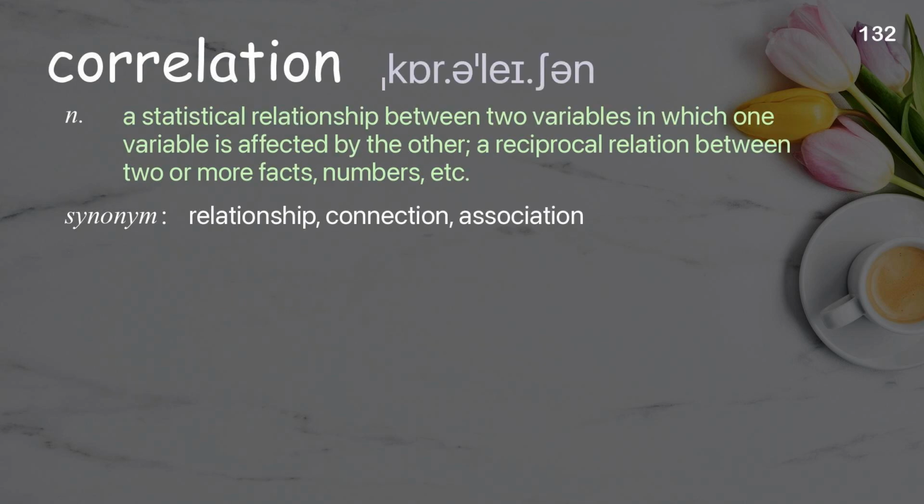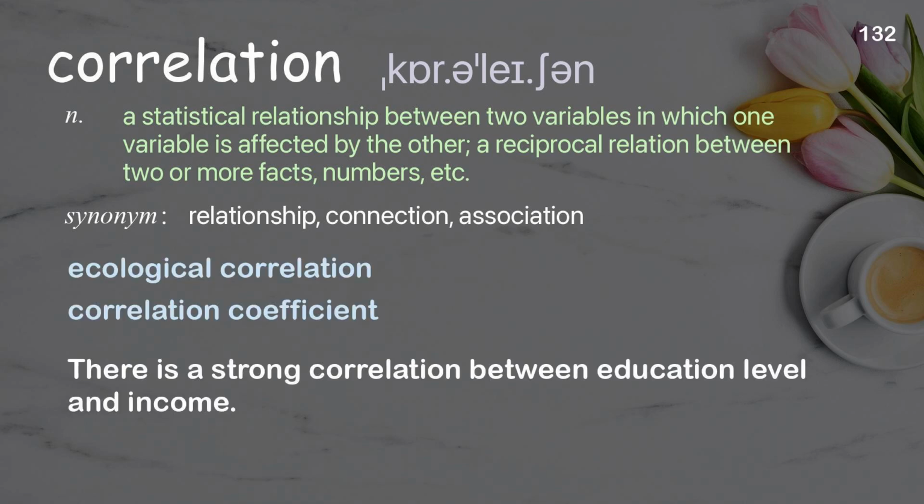Correlation. A statistical relationship between two variables in which one variable is affected by the other. A reciprocal relation between two or more facts, numbers, etc. Examples: Ecological correlation. Correlation coefficient. There is a strong correlation between education level and income.